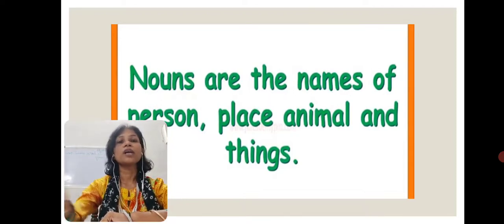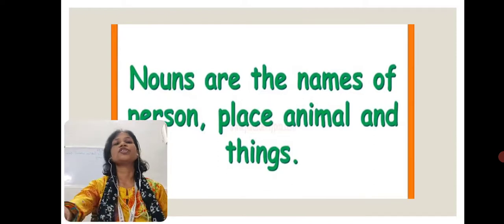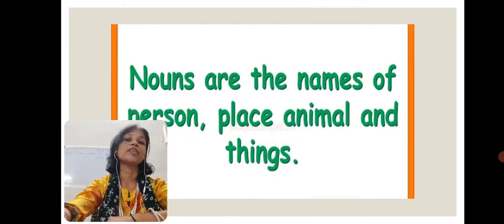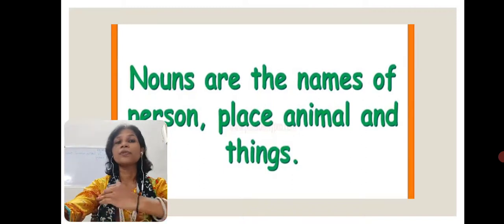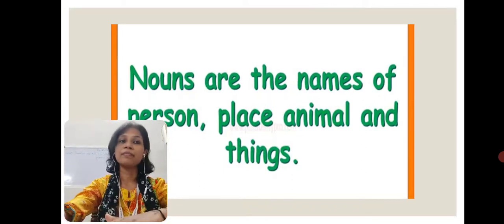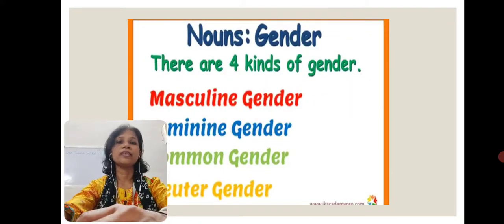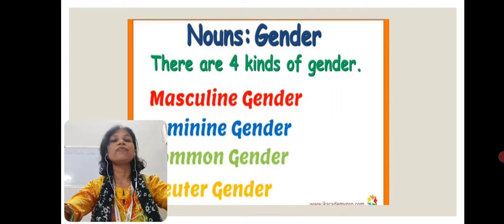So nouns are the names of person, place, animal and thing. Generally we know this, you have learned it in class 1 itself. What do you mean by noun? They are the naming words, the names that imply person, place, animal and things. Fine. So let us move towards the next slide. Yes. So nouns gender. There are 4 kinds of gender.